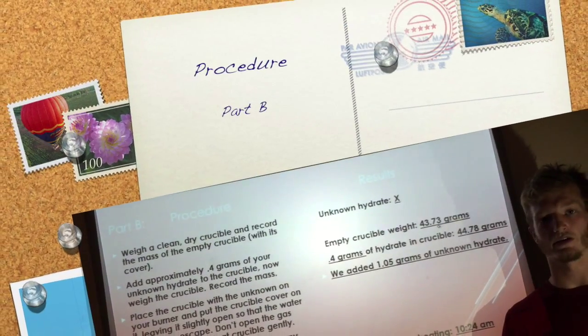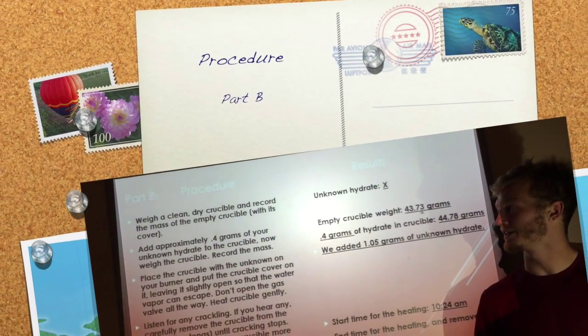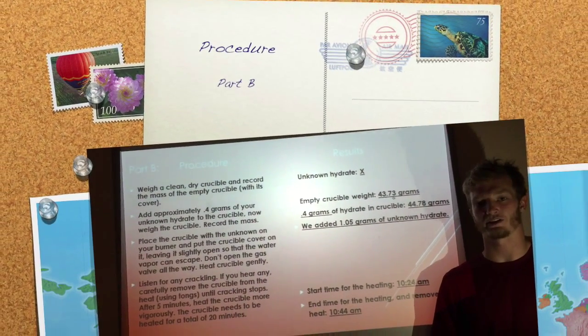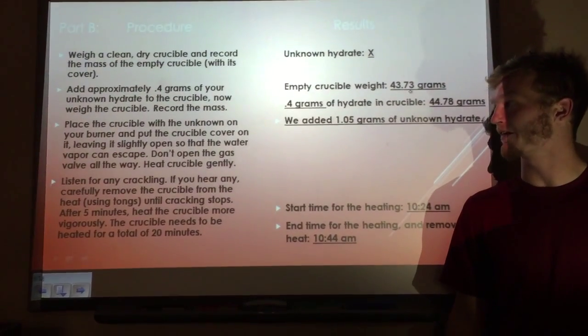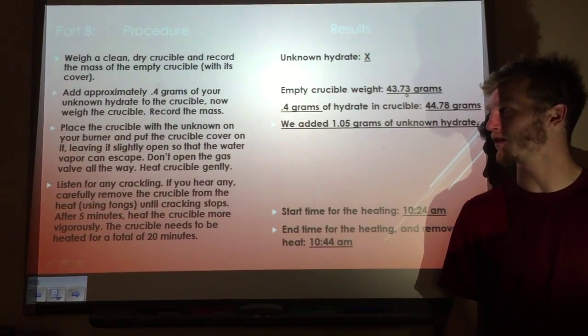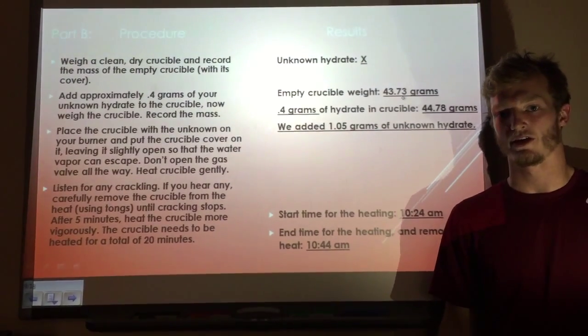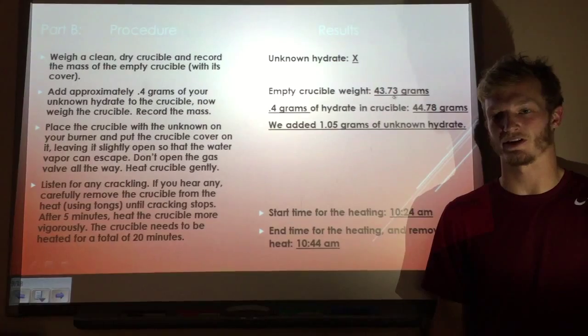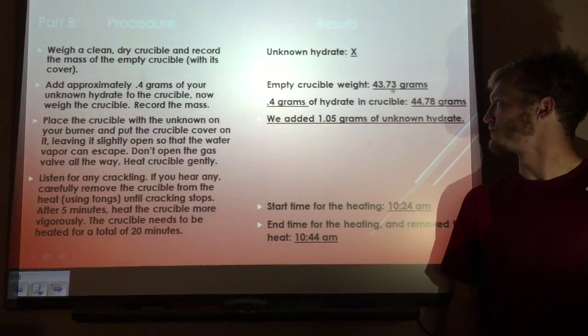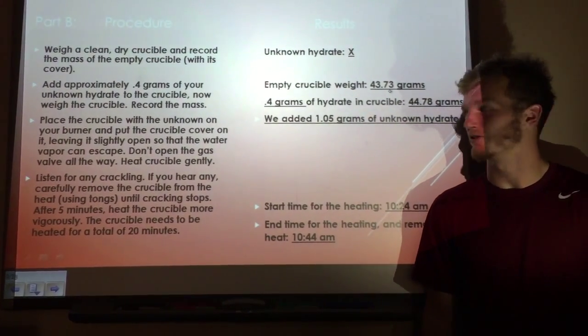In Part B, we weighed a clean and dry crucible with a cover, and it came out to weigh 43.73 grams. After that, we added approximately 0.4 grams of our unknown hydrate, but we ended up adding 1.05 grams. And our crucible then weighed 44.78 grams.